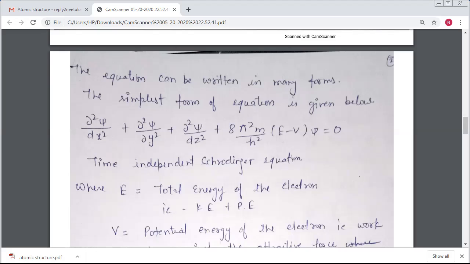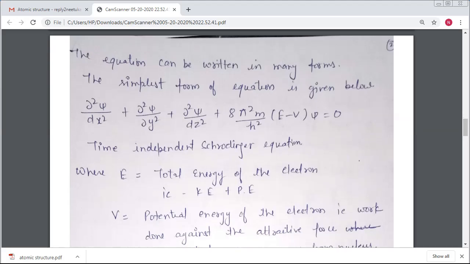So the Schrodinger equation is d square psi upon dx square plus d square psi upon dy square plus d square psi upon dz square plus 8 pi square m upon h square, into E minus V, psi is equal to 0. So it is the time independent Schrodinger equation.